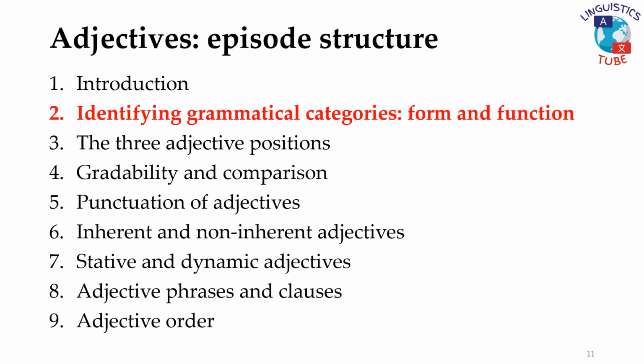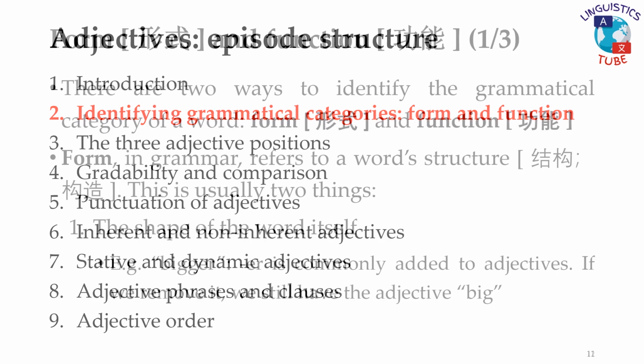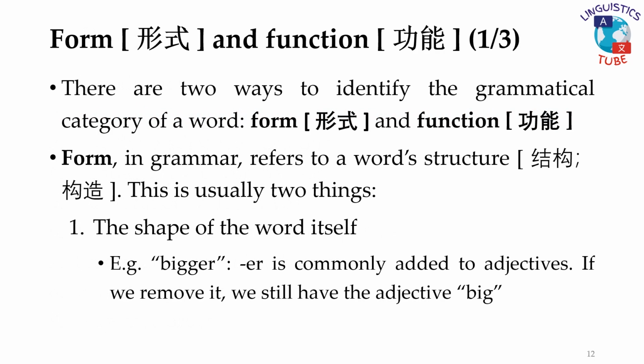Let's now move to the second section, in which we will discuss a very fundamental concept in the study of grammar: form and function. The study of grammar involves many areas of a language. So, the grammar of a language can be analysed in many ways. One of the most important tasks for grammarians when analysing the grammar of a language is to decide what category every word belongs to. There are 2 methods to achieve this: the form and the function of a word.